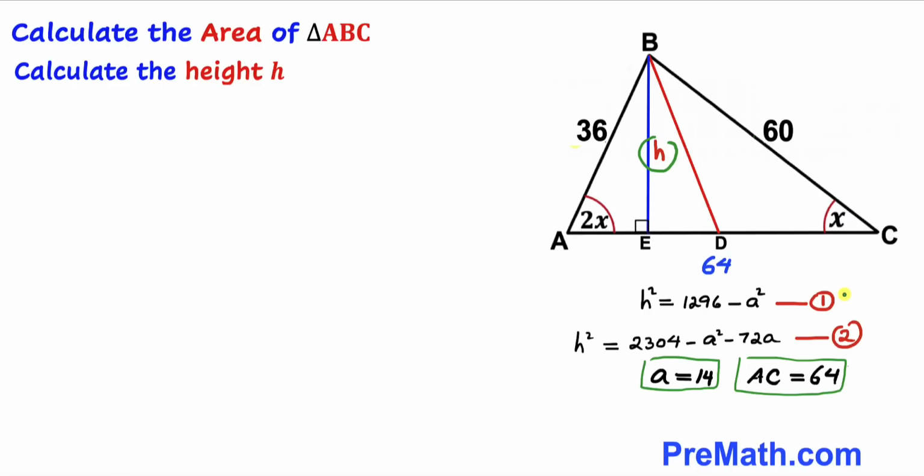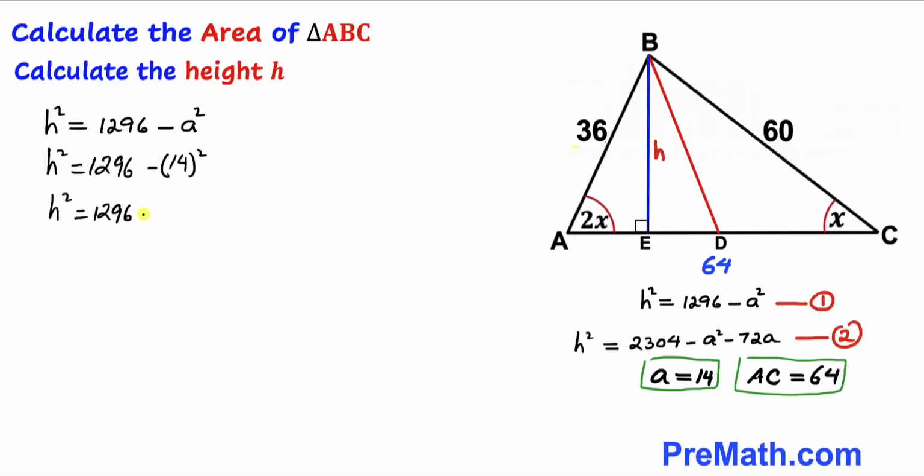Now in this next step, let's go ahead and calculate this height H. So therefore let's focus on this equation 1, and here I copied down this equation 1. And now let's replace this A by this A value equals to 14. So therefore we got H square equal to 1296 minus 14 square. So we got H square equal to 1296 minus 196. Let's take a square root on both sides to undo this square.